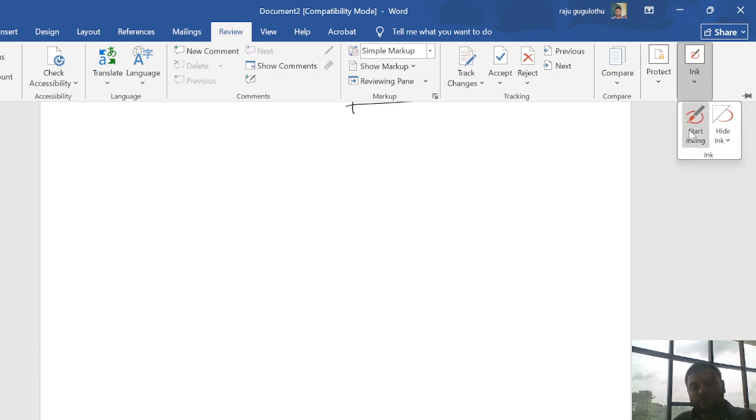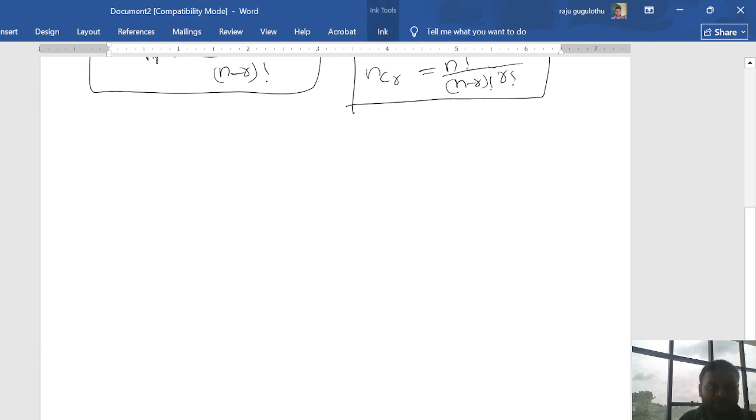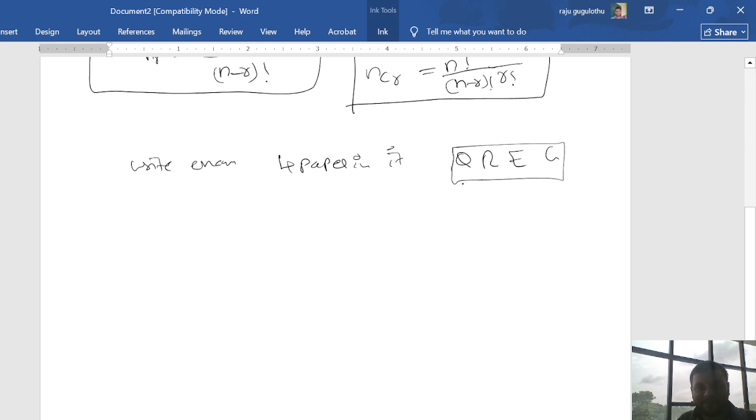Now, friends, let us go one by one. Let us say you want to write an exam which has four papers in it, namely quants, reasoning, English, and GK. It is actually one set of exam with four papers in it. In how many ways can we attempt that exam?